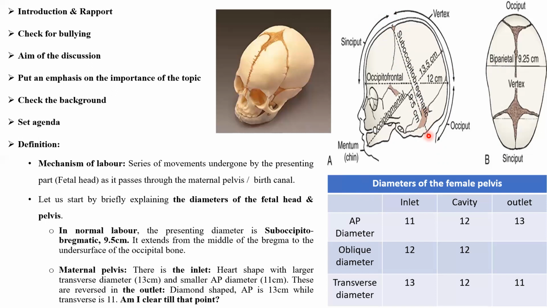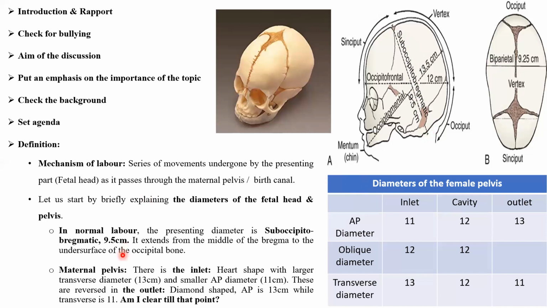Am I clear so far? Yes or no? Now you can ask him a simple quick question. So what is the presenting diameter in occipito-anterior position? He will say the sub-occipitobregmatic diameter, which is equal 9.5 centimeter. Encourage him. Excellent, Sam. Well done.